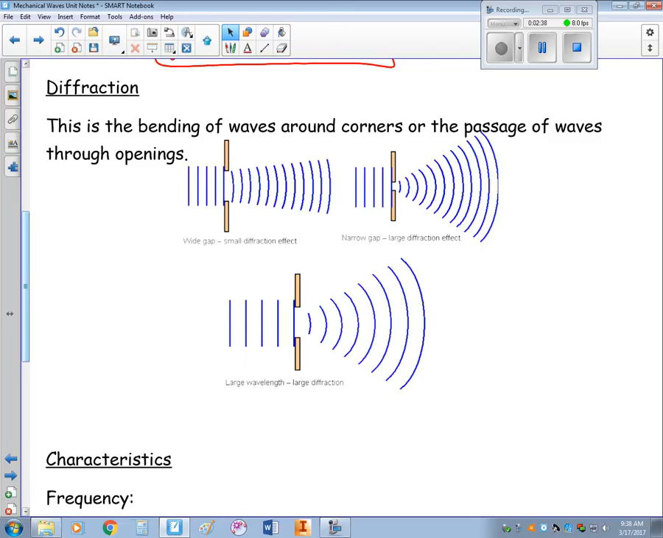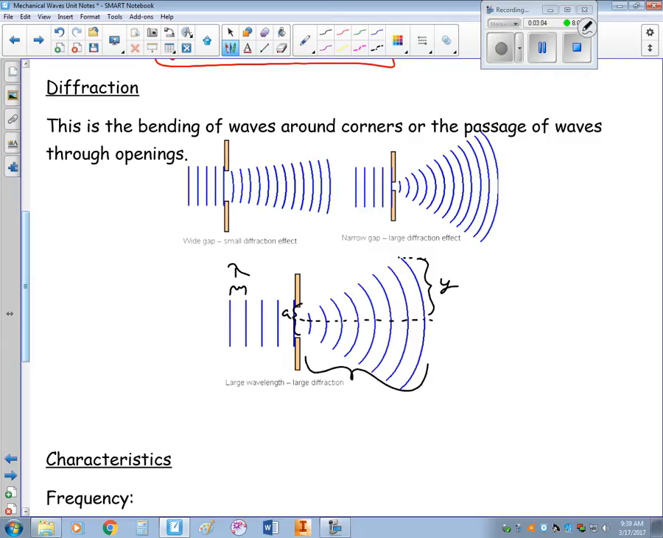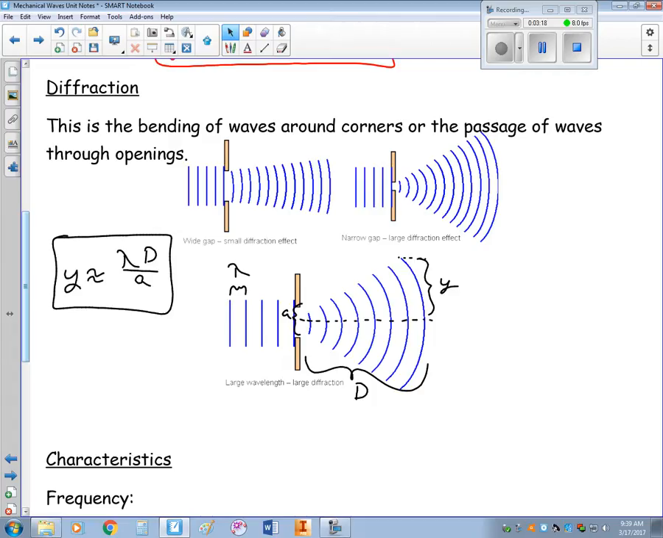And we do have a way of calculating how much that spread is. If I were to put some things down here, here's Y. It's dependent on the wavelength, it's dependent on the opening, and it's dependent on how far away your screen is. So this gives us a way of calculating how much the wave would spread by.